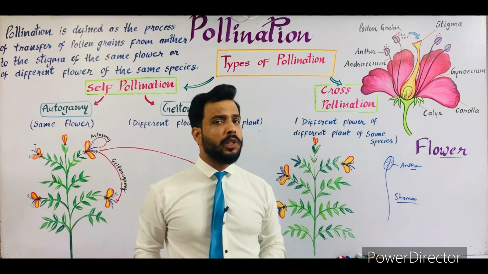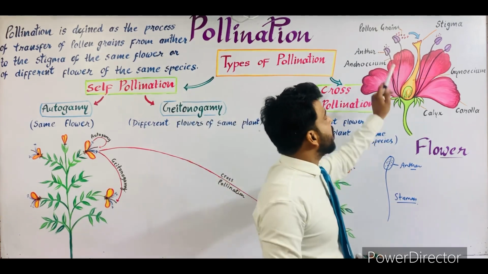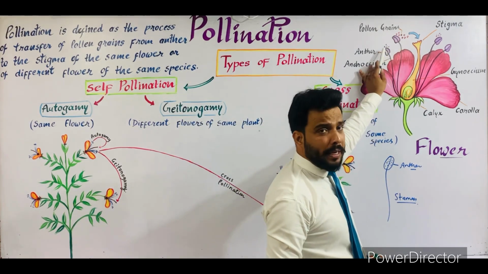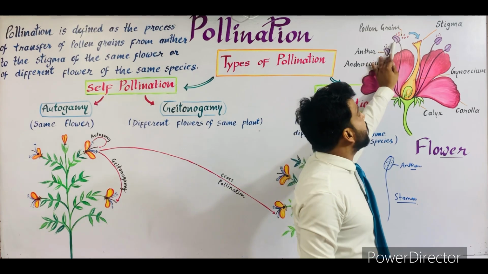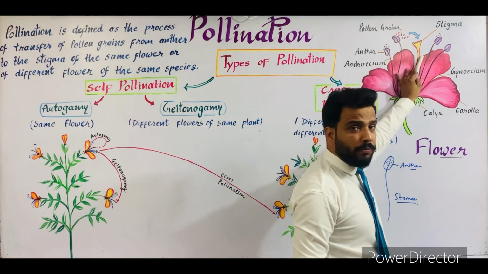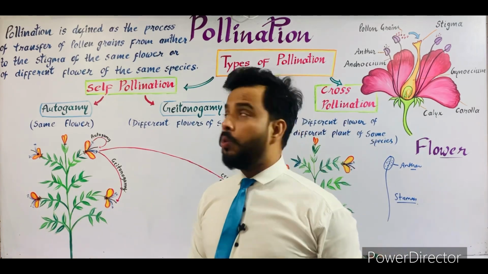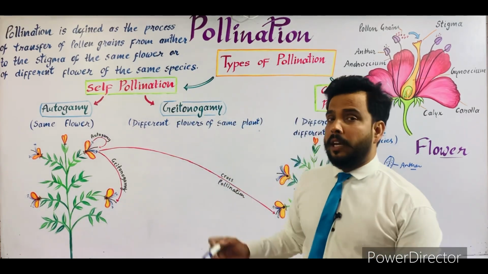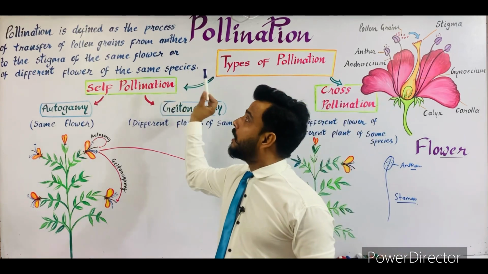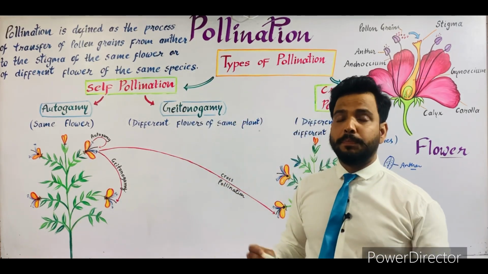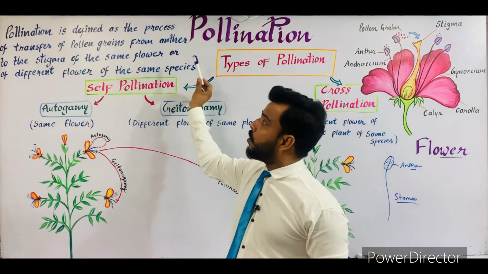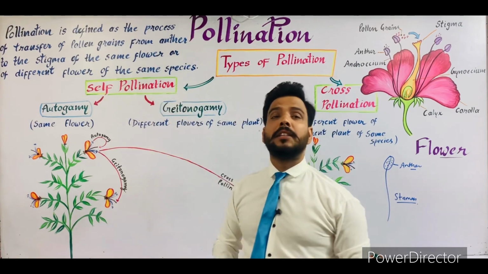Now what is pollination? When the pollen grains present inside the anther transfer from the anther to the stigma of the flower, this phenomenon is known as pollination. So what about the definition? As I described before, you can define pollination as the process of transfer of pollen grains from anther to the stigma.